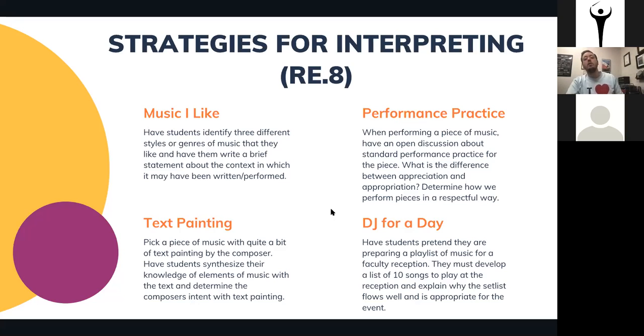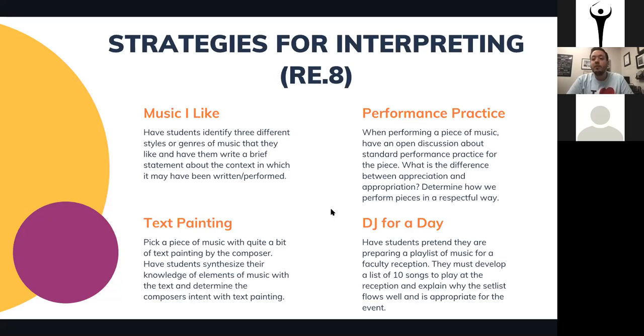You could also scaffold this by not doing 3. You could just do 1 with your earlier groups. So quantity is a really easy way to differentiate instruction, really easy way. So keep that in mind as well.